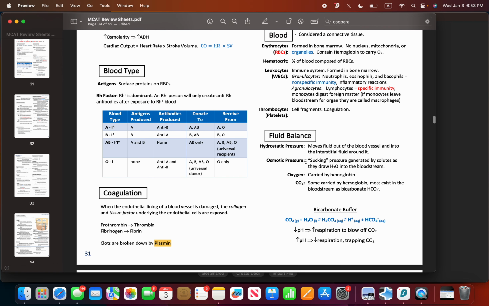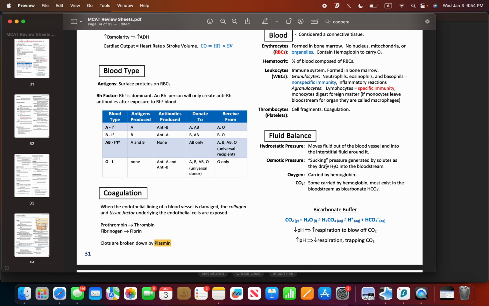Now we have two types of pressures for fluid balance. We have the hydrostatic pressure and the osmotic pressure. If you want to draw these pressures, the hydrostatic pressure moves the fluid out of the blood vessel, and it goes into the interstitial fluid around it. And osmotic pressure is the reverse, so it sucks. It is the sucking pressure generated by solutes as they draw water into the bloodstream.